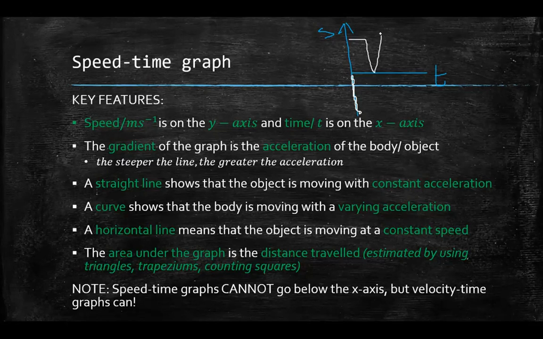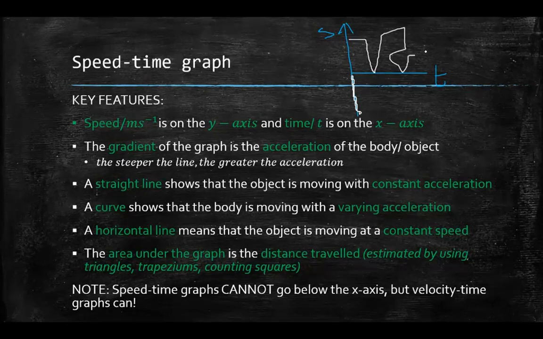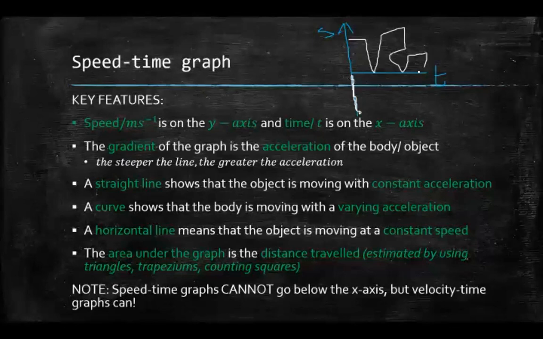My graph could look however crazy it wants. Of course, you'll never get a graph looking like that. That's just weird. But it doesn't matter how crazy that graph looks, it would never go below this x-axis because speed is a scalar quantity. There's no negative values. Do you understand that? Miss, me to understand that after this, please. Do you understand that?